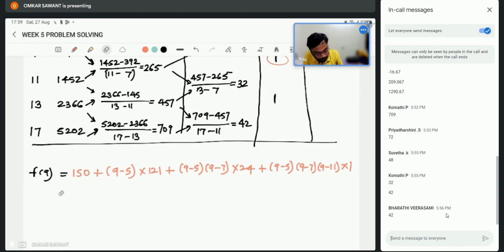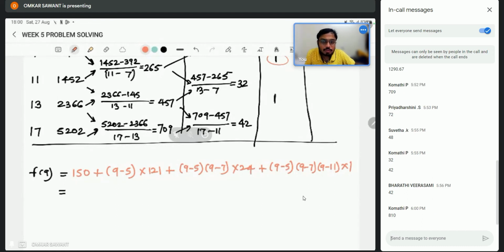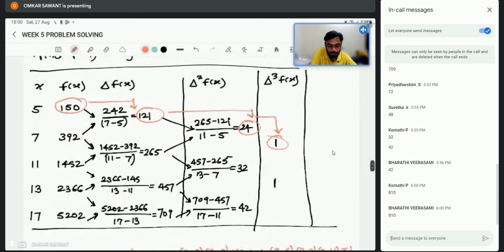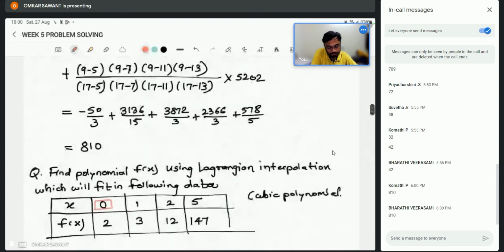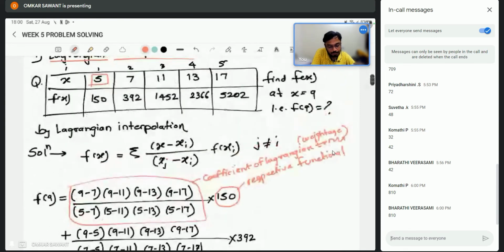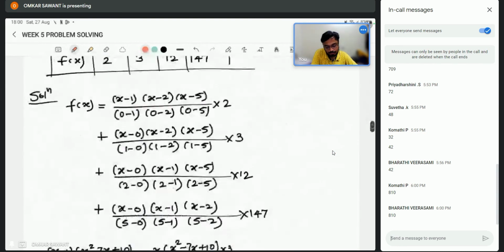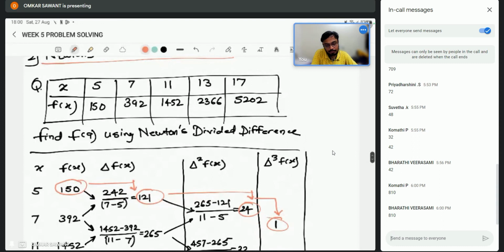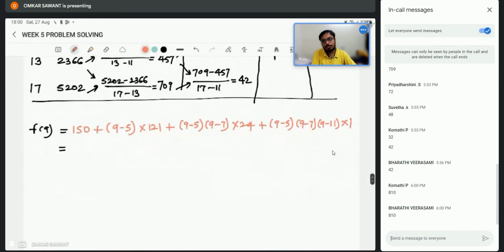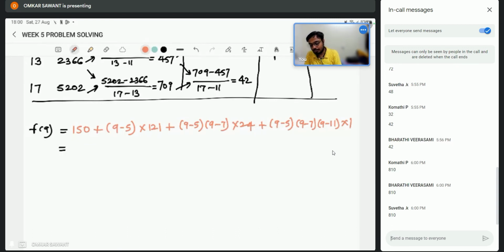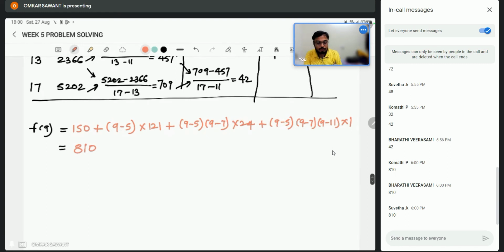So what is the answer? We have calculated this earlier. Do you know this? 810. This is the same problem, right? 5, 7, 11, 13, 17. So the values will be the same. Did you calculate this or just copy? 810, correct.